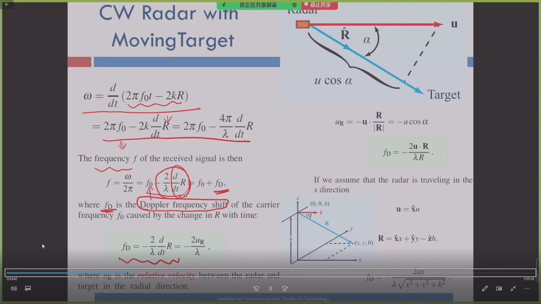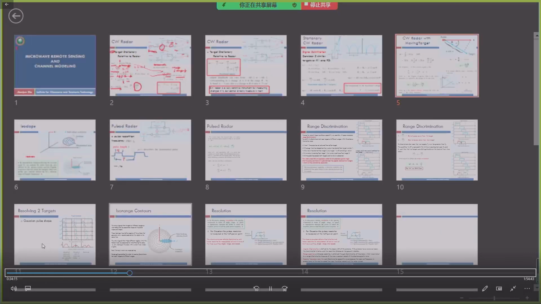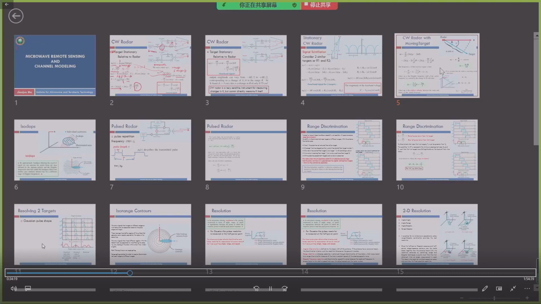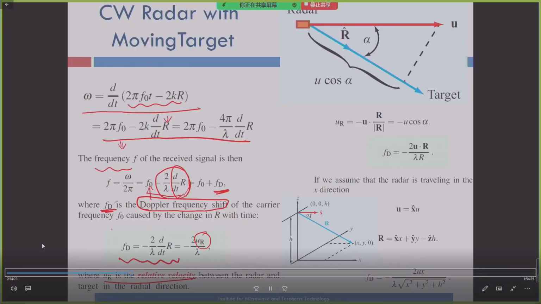Because the object moves, it should have a speed, alright? So we need to convert it to the speed or velocity of the object. Here we define dR/dt as smaller case UR. So UR is the relative velocity between the radar and the target in the radial direction. That means it moves to the relay system or moves away from the relay system, and both are in a line, or move along a line.